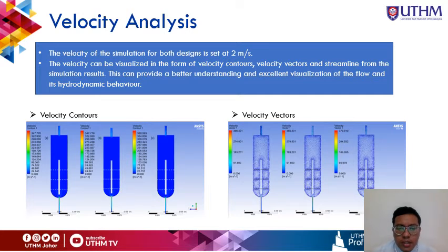And then about the velocity vector, the velocity vector shows the vector or direction of the fluid that occurred inside the bubble column reactor. And if we perform better analysis or zoom into the picture, the vectors around the plates are kind of swirling, which signifies the existence of turbulence flow inside the bubble column reactor.